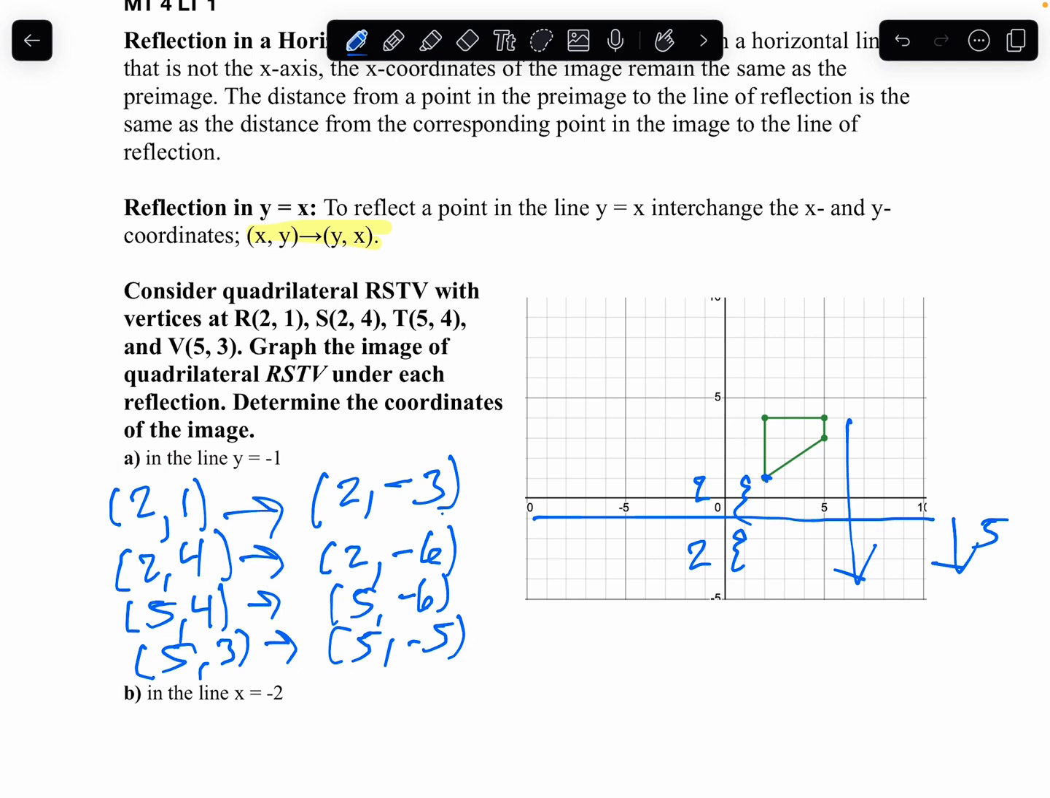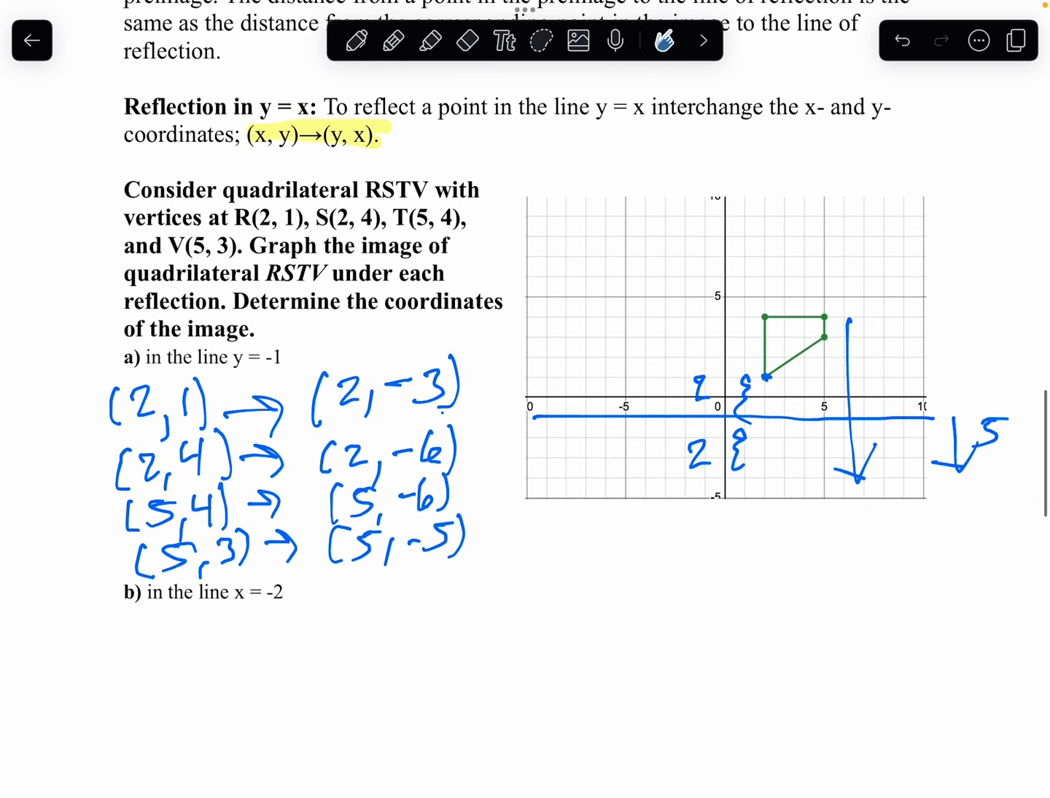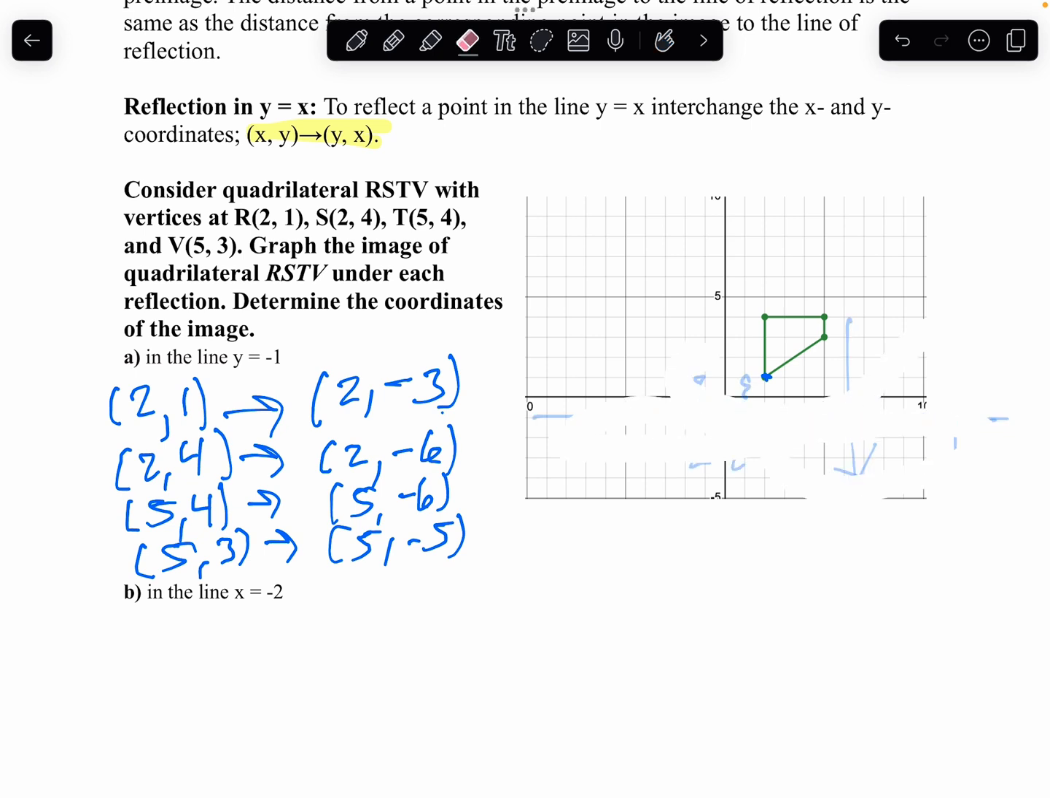Now on part B here, we have the same image, but now we're going to reflect it over the line x equals -2. So let me erase what we have here. And I'm going to reflect it over the line x equals -2. Now, you're just going to move it to the other side, so it's going to become more negative, isn't it?